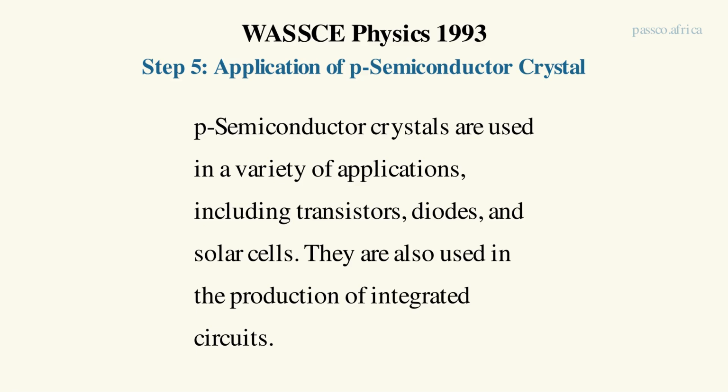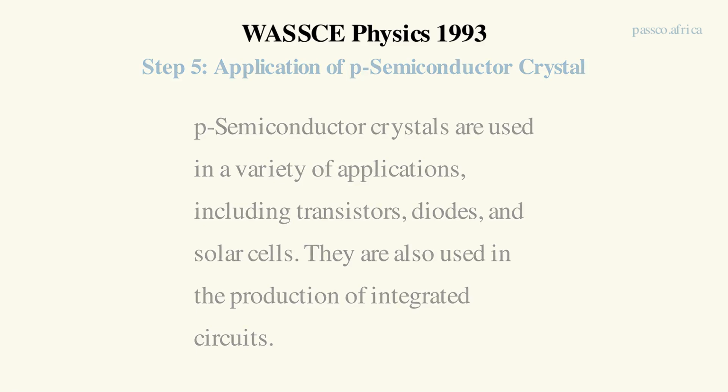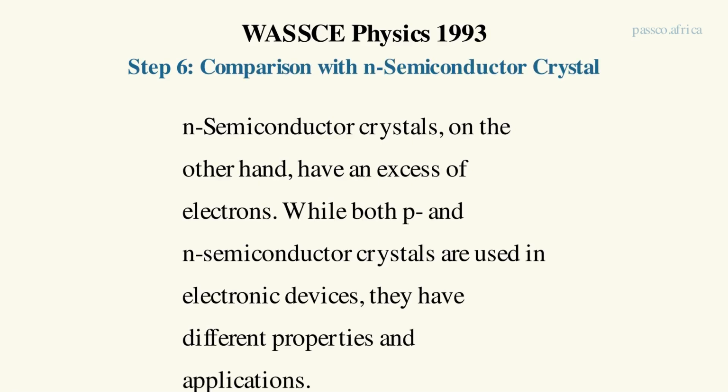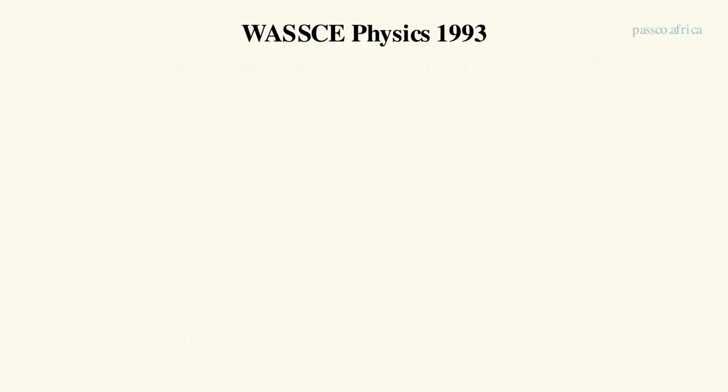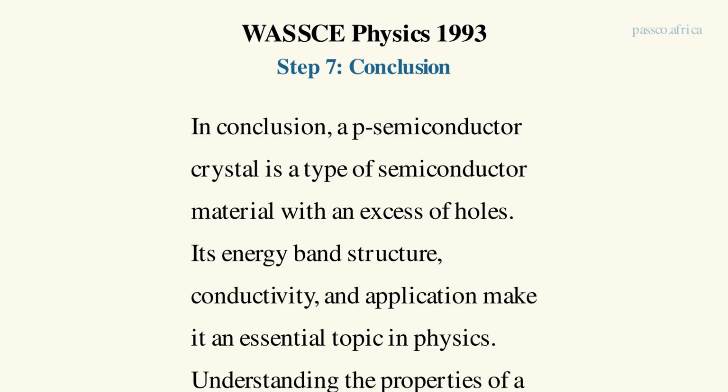Step 6. Comparison with n-semiconductor crystal. N-semiconductor crystals, on the other hand, have an excess of electrons. While both p and n-semiconductor crystals are used in electronic devices, they have different properties and applications. Step 7. Conclusion. In conclusion, a p-semiconductor crystal is a type of semiconductor material with an excess of holes. Its energy band structure, conductivity, and application make it an essential topic in physics. Understanding the properties of a p-semiconductor crystal is crucial for students to excel in their WASSCE exams.